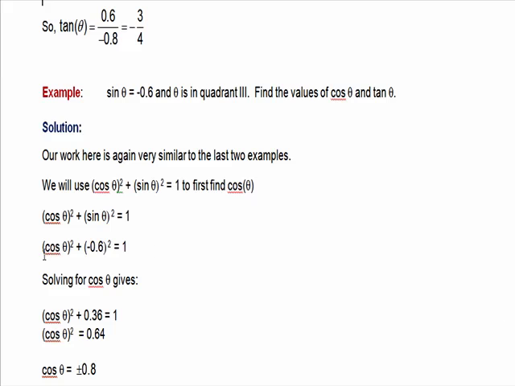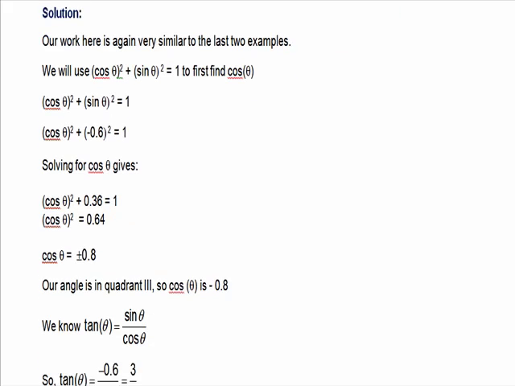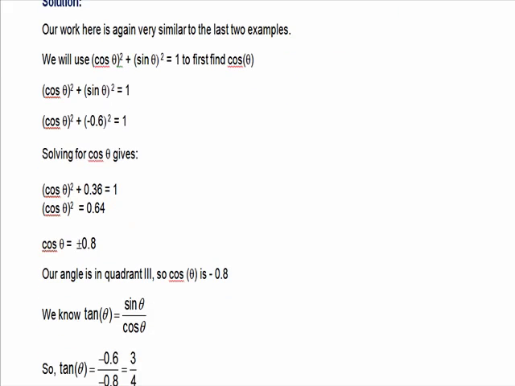So I have cos theta squared plus negative 0.6 squared is 1. Squared again, I'm back to positive 0.36. Subtract that from both sides. I end up with cos theta all squared is 0.64. So cos theta again is plus or minus 0.8. But I'm in quadrant 3, and in quadrant 3 everybody's negative except for the tangent. So that tells me that cosine is negative 0.8.